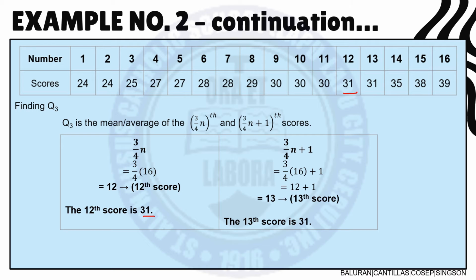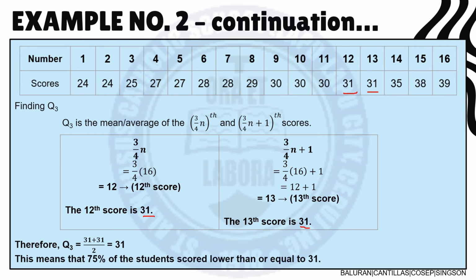Then the next formula, we have 3/4 n plus 1. So 3/4 times 16 is 12 plus 1. It gives us 13. Locate the 13th score, that is equal to 31. And then take the average of the two scores, 31 plus 31 divided by 2. Therefore, the third quartile is equal to 31. This means that 75% of the students scored lower than or equal to 31.